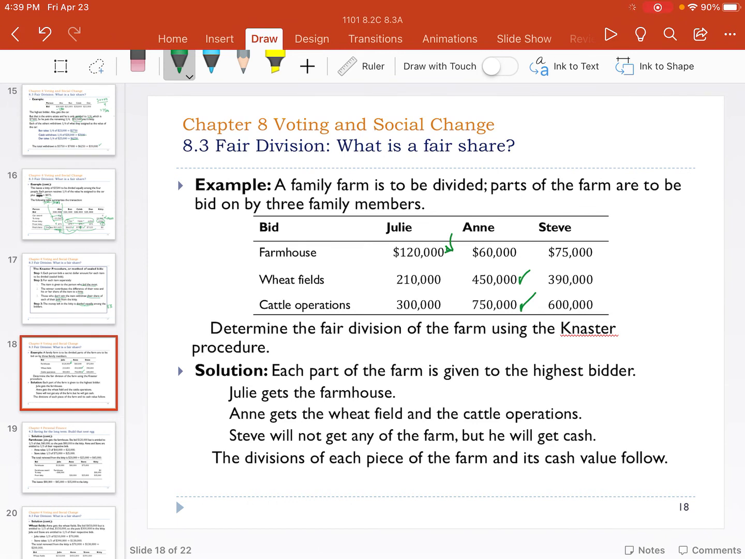Steve is just getting all cash. He didn't win any part of the farm, but he's going to collect a lot of cash. Julie is in between. Julie may or may not get cash, but her farmhouse wasn't worth as much as the wheat field or that cattle operations, so I'll bet she's getting cash in addition to the farmhouse. But not as much cash as Steve, who got nothing. He's only getting cash. Ann will get basically 2/3 of the farm, but she better have a lot of cash to spend or come up with some sort of payment plan.